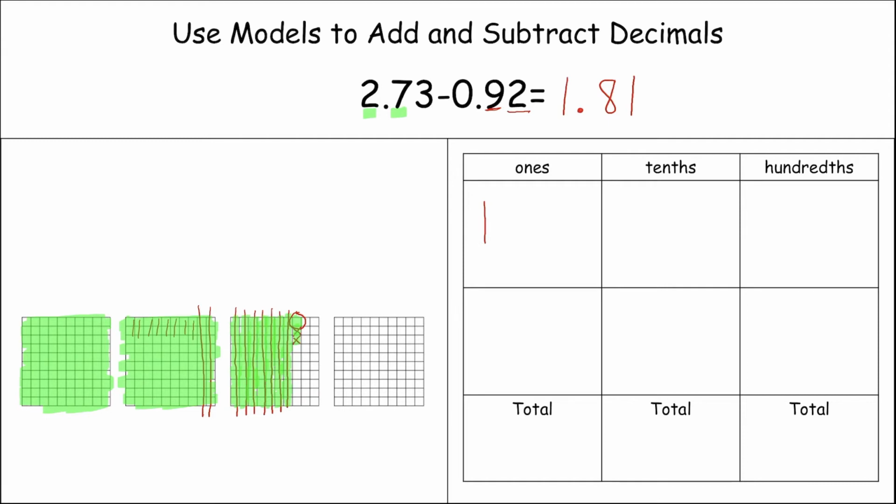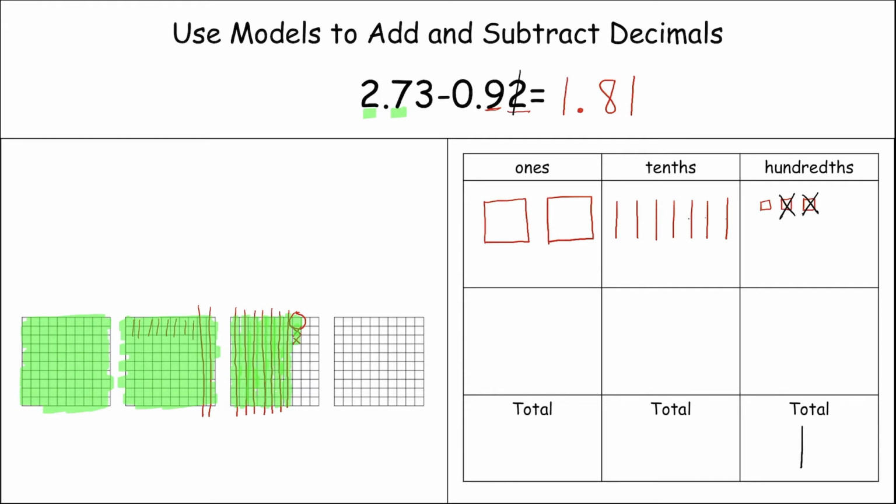We have 2 ones. We have 7/10. 1, 2, 3, 4, 5, 6, 7. 3 hundredths. 1, 2, and 3. Now it says I need to take away because minus means take some away. Here we go. Take away 2 hundredths. 1, 2. How many hundredths are left? 1. Take away 9/10.